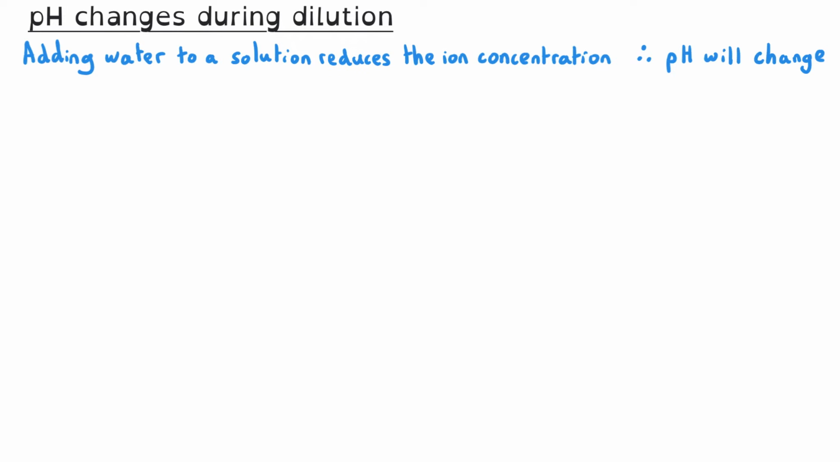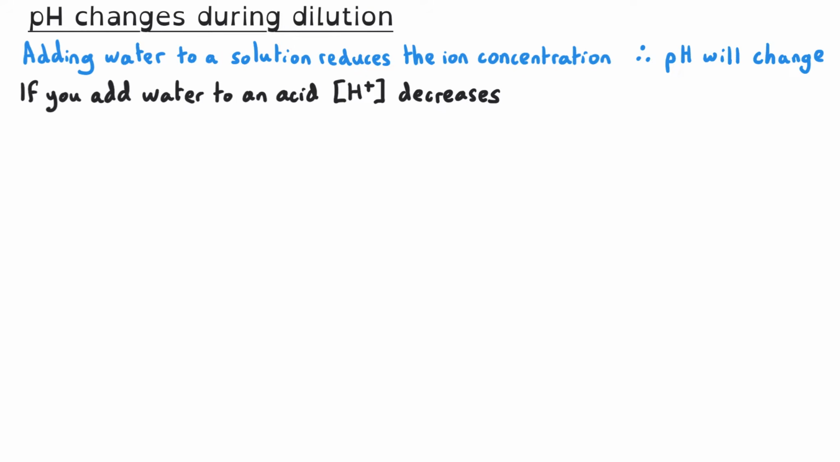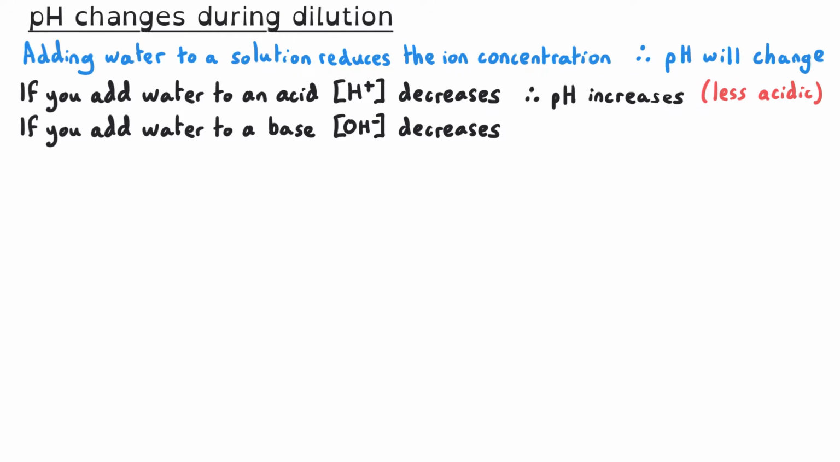Adding water to a solution will reduce the ion concentration, whether it's an acid or a base, and therefore the pH will change as a result of this. If you add water to an acid, the hydrogen ion concentration will decrease and the pH will increase. In other words, the solution will be less acidic. If you add water to a base, the hydroxide ion concentration will decrease, and therefore the pH will also decrease, and the solution will be less basic.